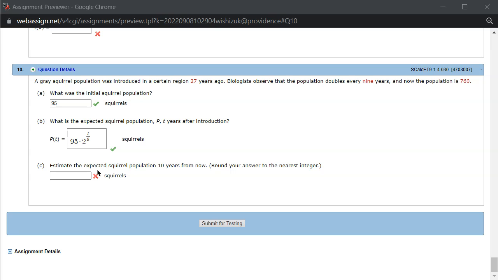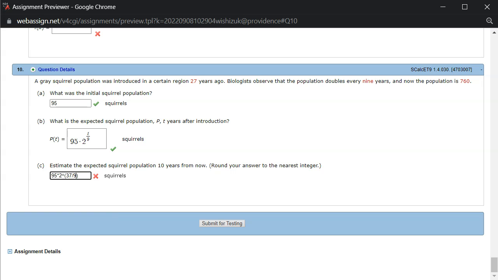Now we want to estimate the expected squirrel population 10 years from now. Now is t equals 27, so 10 years from now t is going to be 37. So we just need to compute 95 times 2 to the 37 over 9. We're going to have to do this on a calculator.